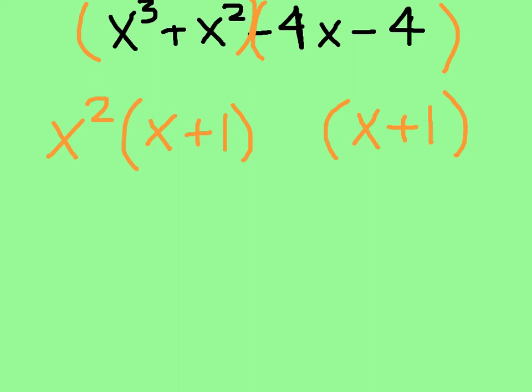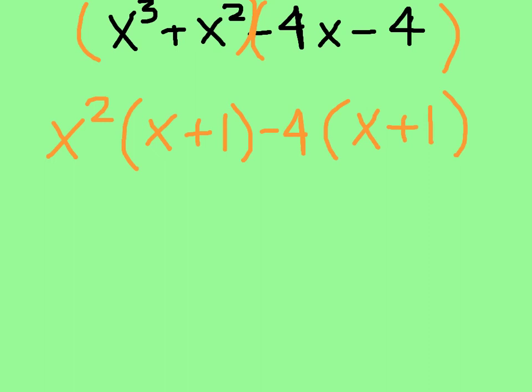In order for me to get x plus 1 here, I need to factor out a negative 4. Just to double check my work, if I do negative 4 times x, I'll get negative 4x, and negative 4 times 1, I'll get negative 4. That tells me I correctly factored out the greatest common factor, which is negative 4. Now if you feel the need to change this to plus a negative, go right ahead.